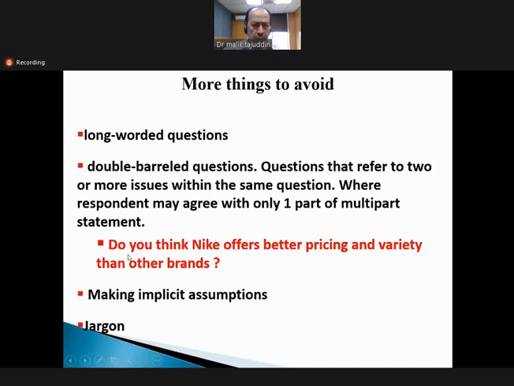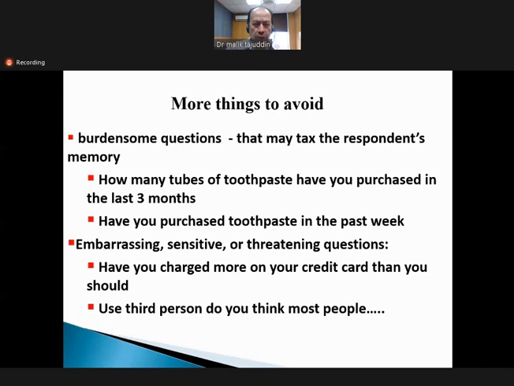Okay, and then see, do you think Nike offers better pricing and variety than other brands? Now you are asking two things in one question: price and variety. So how will he answer? If price is yes, variety is no. So double things should not be asked in one question. It should be like, do you think Nike offers better pricing than other brands? This is okay. Then making implicit assumptions. Don't use different jargons. There are some other things to avoid. Burdensome questions should not be there.